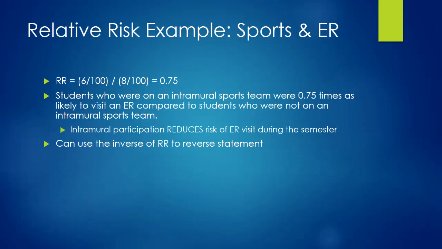And here's the interpretation. So again, this is saying that intramural sports participation reduces the risk of an ER visit during the semester, which might seem counterintuitive, and this is where, if you get a result that's counterintuitive, you think through those steps that we talked about before. Could it be due to statistical chance? We don't have a p-value here, so maybe. Could it be due to bias? And I think that's probably likely in this situation.